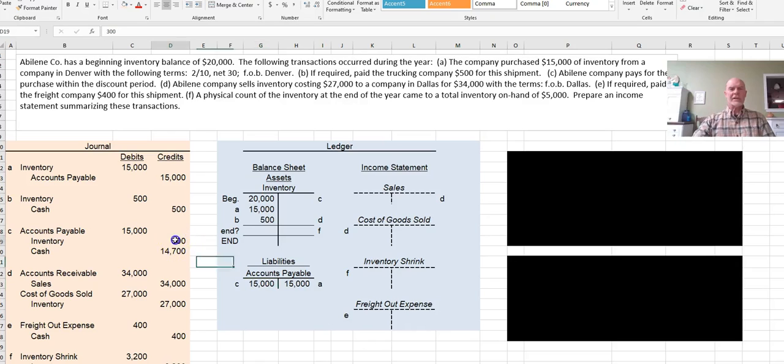So the inventory ended up costing us a little bit less, and we're going to credit the inventory account for that $300 discount, adjusting the cost of that discount. So again, the purchase of $15,000 had a $500 freight added to it, and a $300 discount offset.